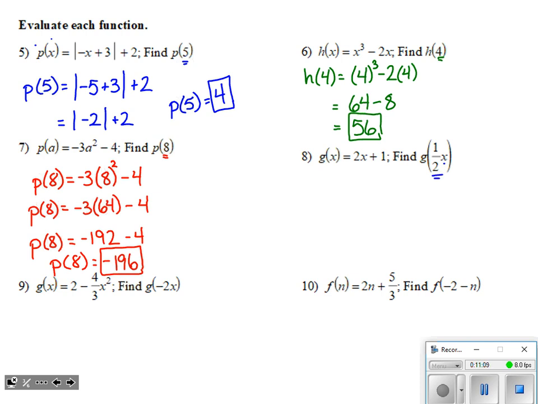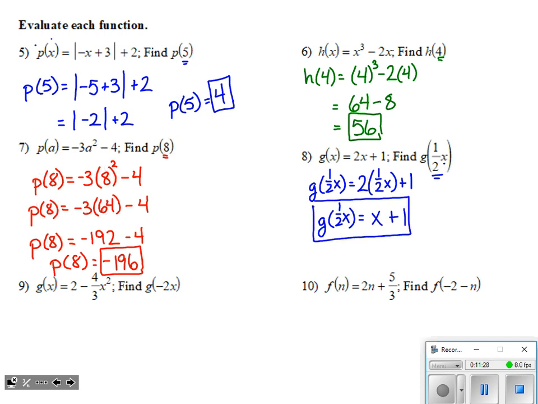My input is 1/2 x. So g of 1/2 x is 2 times not x, but 1/2 x, and then plus 1. And then we just simplify that as much as we possibly can. 2 times 1/2 is 1 x, and then plus 1. And that's as simplified as I can make it. We're done with that problem.